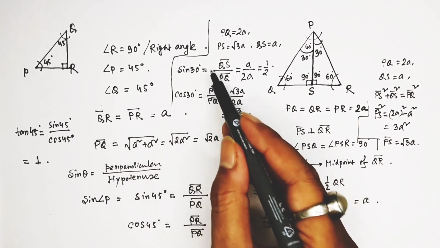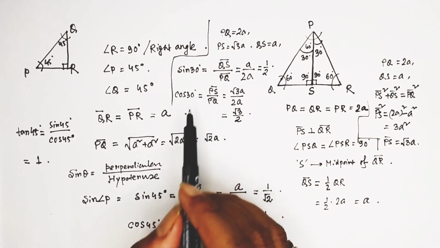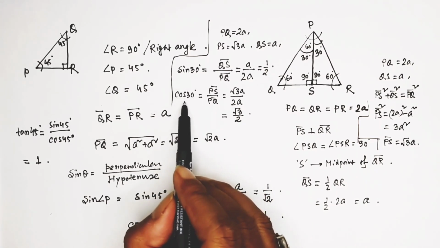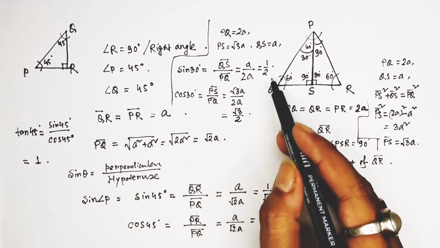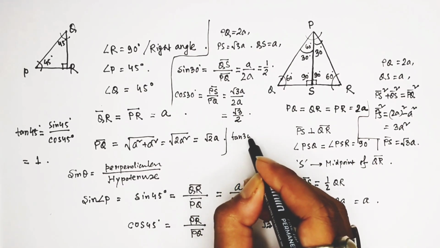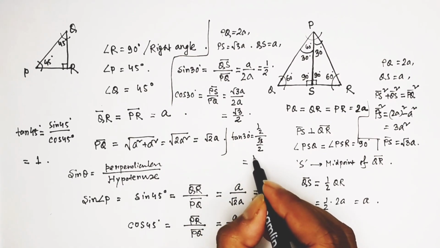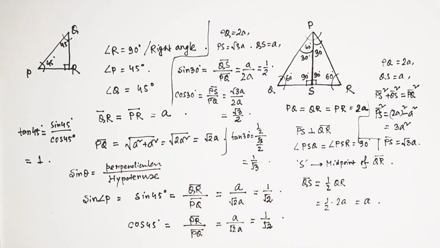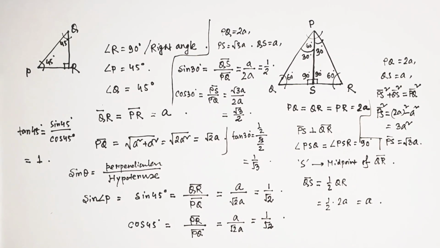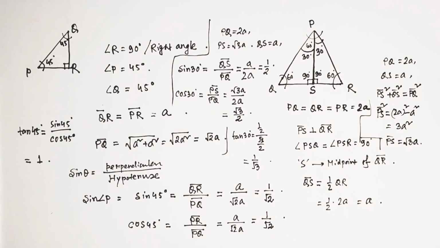And from these two, we can get the value of tan 30 also. We know the value of tan theta equals sine theta by cos theta. So here the value of tan 30 equals sine 30 divided by cos 30, that is half divided by root 3 by 2. So tan 30 equals 1 by root 3. In this way, we can calculate the value of T ratios for other standard angles also.